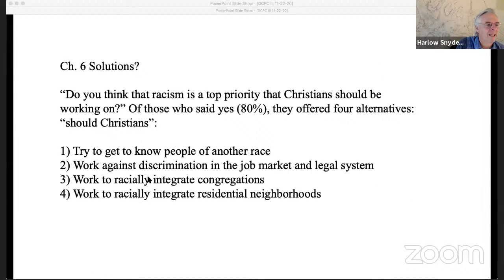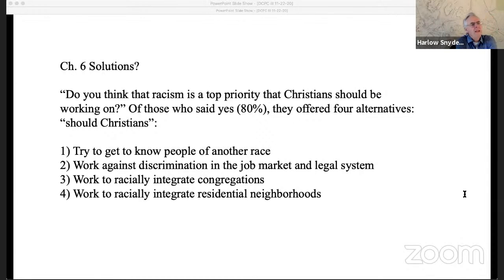So you might expect that most Protestant evangelicals would stress the first one: try to get to know people of another race. And then quantitatively, they really did show this. And as you go farther through these more structural solutions, fewer and fewer evangelicals see this as something that can be done, or something to shoot for.